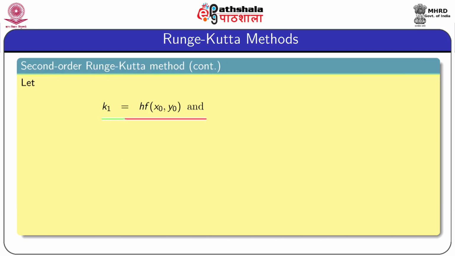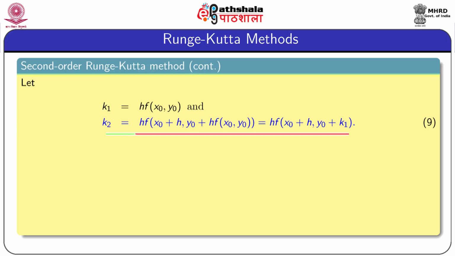Let k1 equal to h into f of x0 comma y0 and k2 equal to h into f of x0 plus h comma y0 plus h into f of x0 comma y0, which is equal to h into f of x0 plus h comma y0 plus k1, because k1 is nothing but h into f of x0 comma y0. That means equation 9 represents the value of k2, and the first equation of equation 9 is k1.